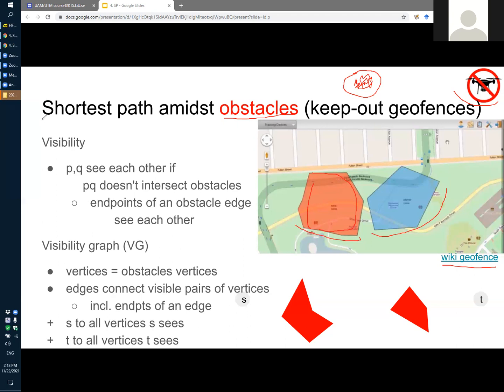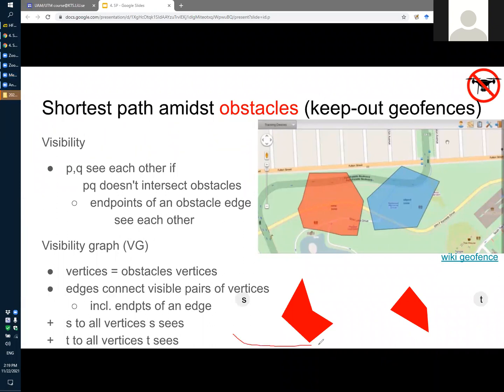Anyway, when we are talking about shortest path for drones, quite often we're talking about shortest paths amidst obstacles. And today we will just look at some of the properties of these shortest paths, how they can be computed, geometric shortest paths amidst obstacles, and discuss how they are related in general to drone acceptance and other things. And before we go into the shortest path calculation per se, we will look at something called visibility between points.